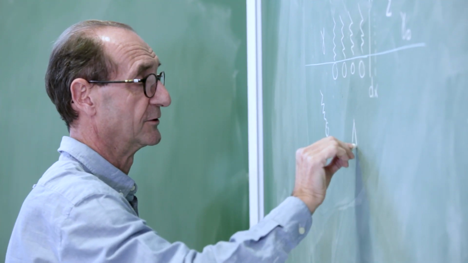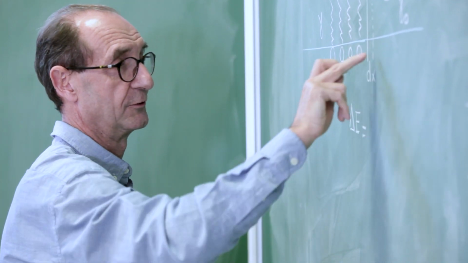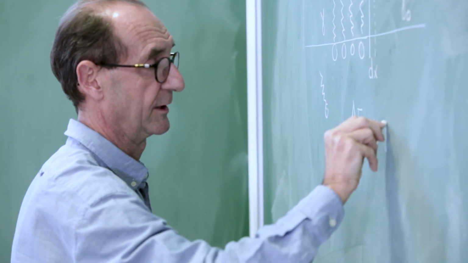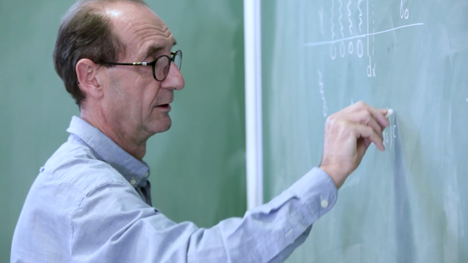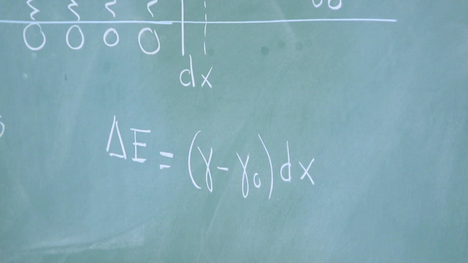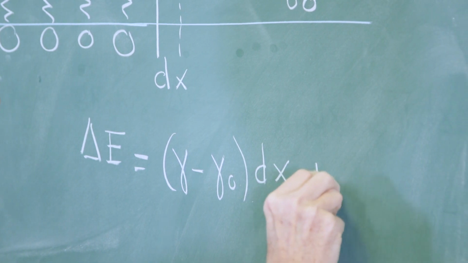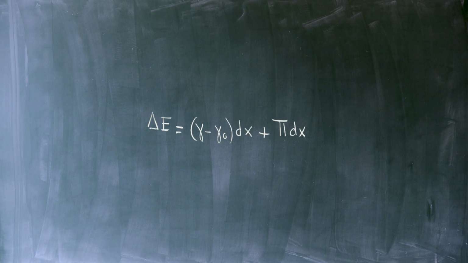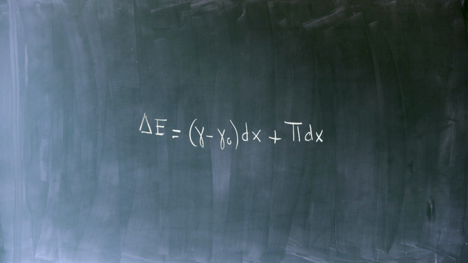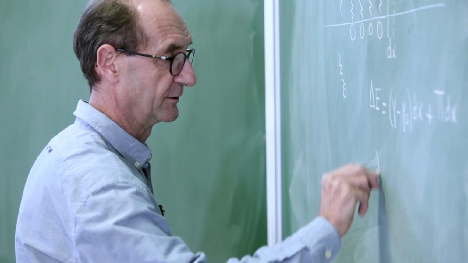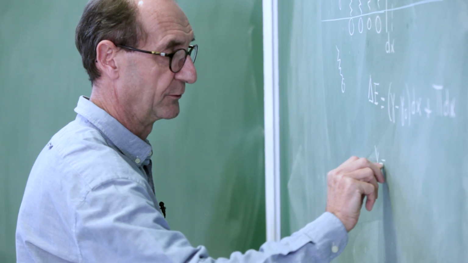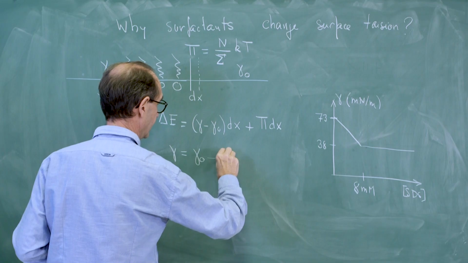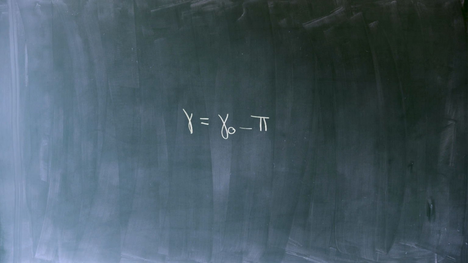The change in energy is related to the change of area of the two parts, which is gamma minus gamma 0 multiplied by dx, plus the contribution due to the work done by the pressure on the barrier, which is pi multiplied by dx. And if we are at equilibrium, this change of energy should be 0, so we get the result that the surface tension modified by surfactant is equal to the surface tension of pure water, gamma 0, minus the pressure due to the surfactants at the interface.